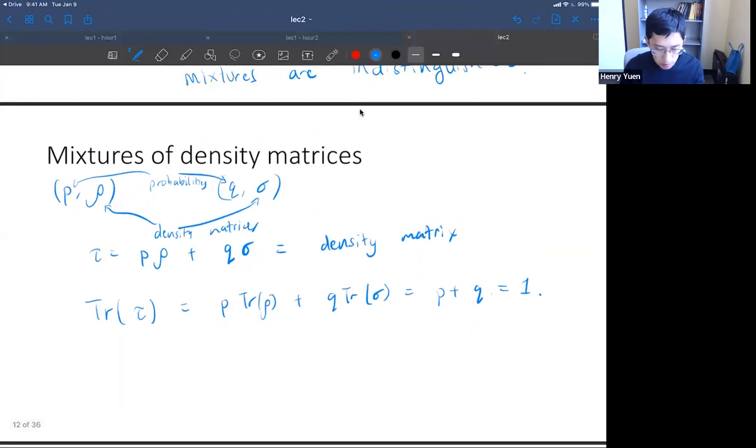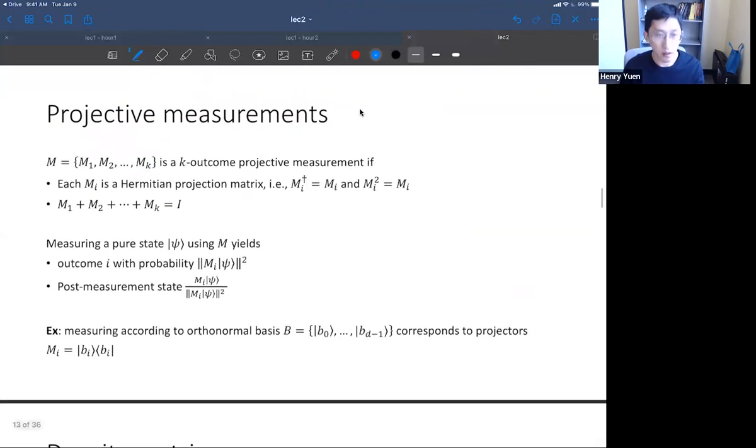All right, moving on. Let's talk about measurements. Last week, I talked about measurements as, if you had some state and you measured it in the standard basis, then you're just projecting the vector down onto one of its coordinates. But we can also talk about measurements in other bases, or general projective measurements.